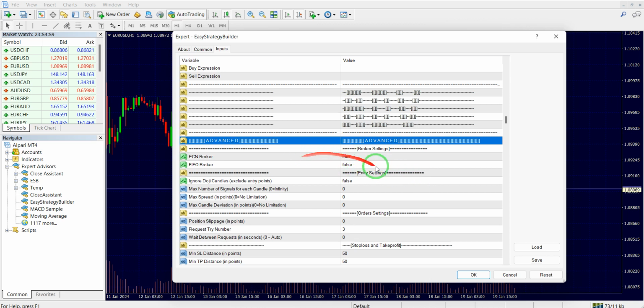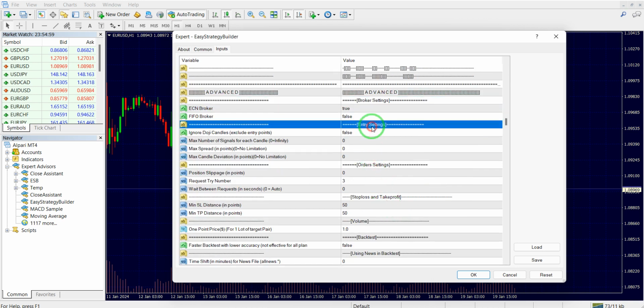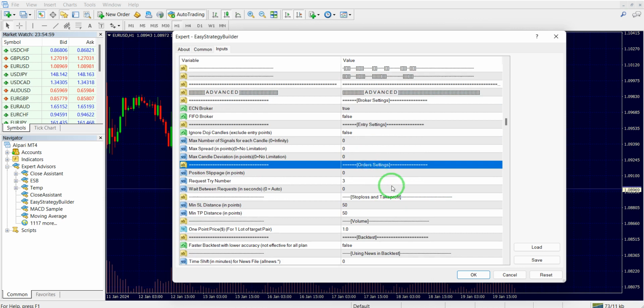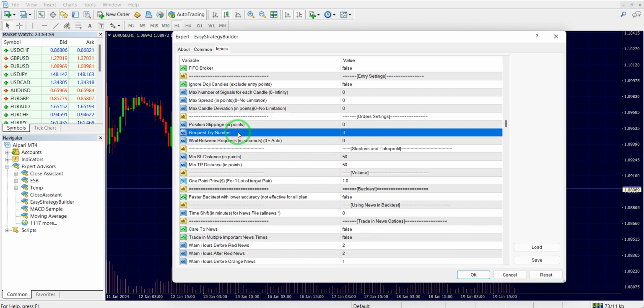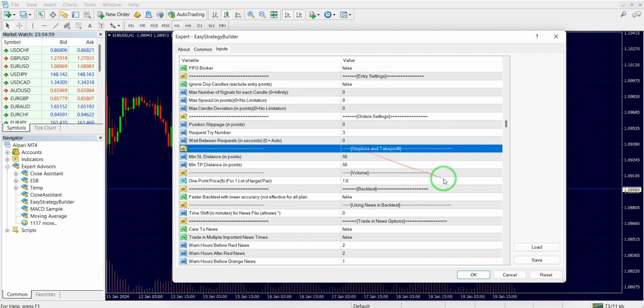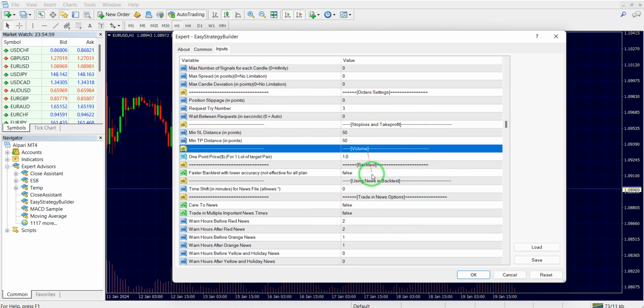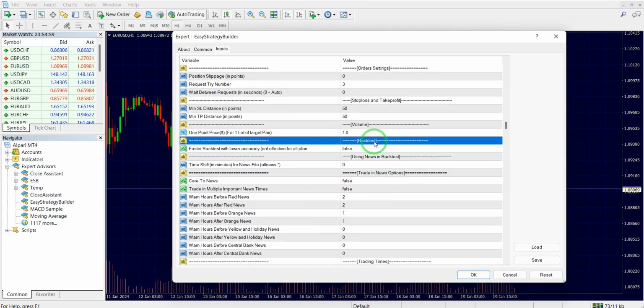You can tell the ESB about the broker settings, the entry settings, and the order settings. For example, if ESB wants to open an order, how many times it tries to open, even if the internet is broken or there is no connection, ESB can try again to open the position. You can tell the ESB about the stop loss and take profit, how accurate they should be, about the deviation and a couple of other things, about the volume, about the backtest.